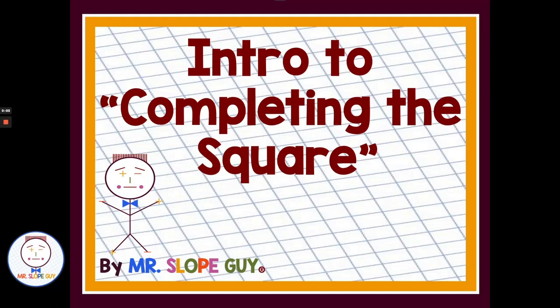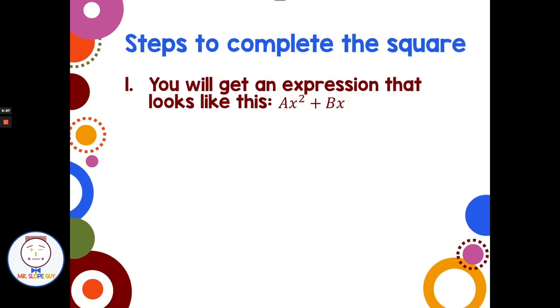Introduction to completing the square. And we've got some steps to completing the square. We're not solving today, we're setting up and building towards the eventual solving by completing the square. Today we're going to get through the first steps, which have to do with completing the square and factoring.